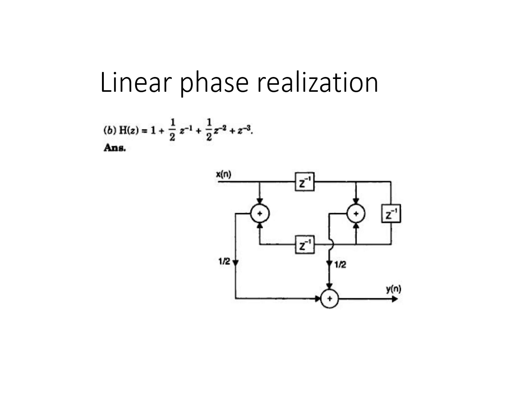So another example. H of z is equal to 1 plus 1 by 2 z inverse plus 1 by 2 z power minus 2 plus z power minus 3. So here h of z we can write as y of z by x of z. Then y of z is equal to x of z into this term 1 plus 1 by 2 z inverse plus 1 by 2 z power minus 2 plus z power minus 3.